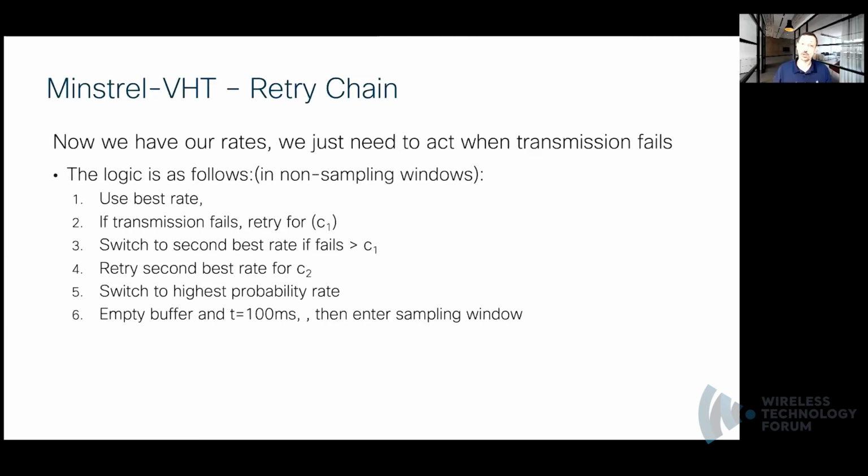And then as you keep trying every 100 millisecond window, you try to empty your buffer, being efficient, and then you re-enter a test window of 100 milliseconds, and you keep on going every time. At the end of each sampling window, you're going to reorganize which rate is the top rate for the next non-sampling performance window, which one is the second, which one is the more robust, and then you continue from there.